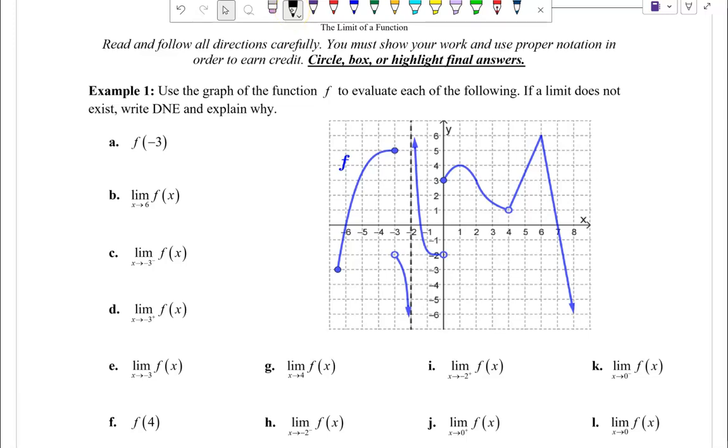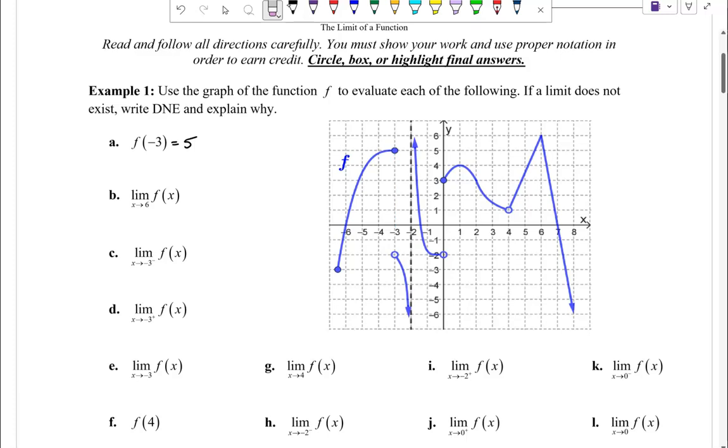Part A, f of -3. Part A is not a limit. They just want us to give the y value on this function at -3. And when we look here at -3, we notice that we have a point above it at 5 and a hole below it at -2. So the y value on the graph at -3 is going to be 5.